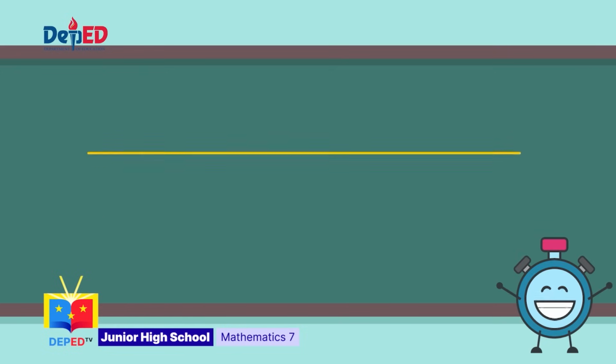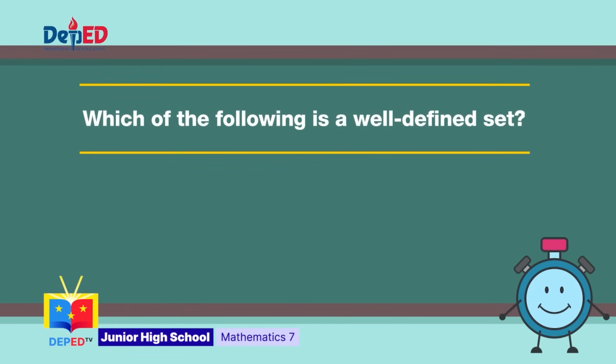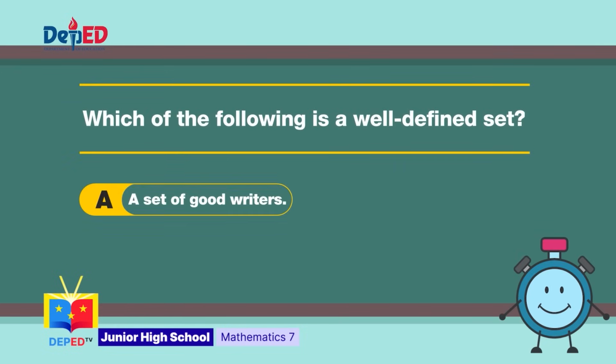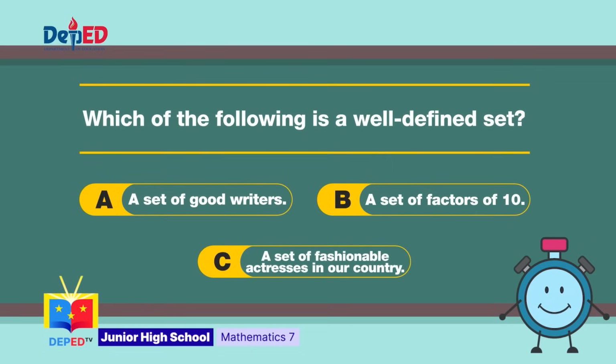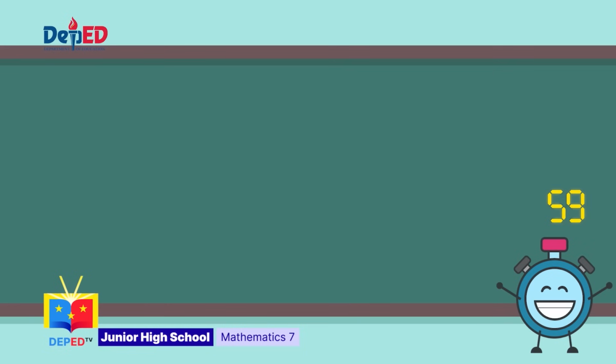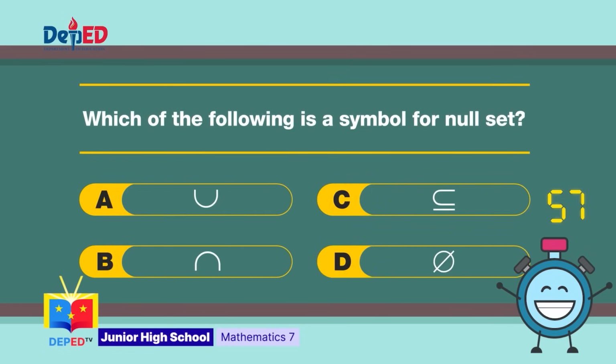First question. Which of the following is a well-defined set? A. A set of good writers. B. A set of factors of 10. C. A set of fashionable actresses in our country. Number 2. Which of the following is a symbol of null set? Look at your screen for the options.